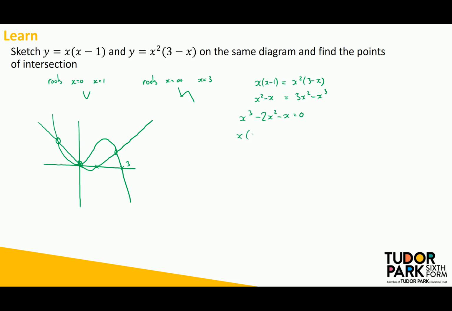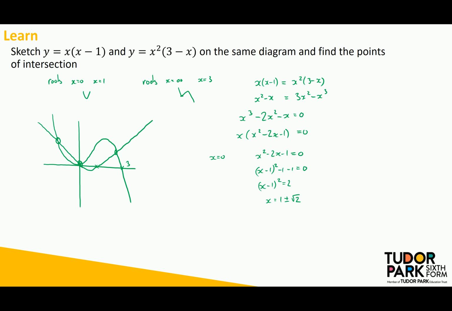Factorizing tells me that x lots of x squared minus 2x minus 1 is equal to 0. So I can find one of my solutions, which we already knew about, which was going to be the point where x is equal to 0. The other two solutions are going to come from solving x squared minus 2x minus 1 equals 0, which we can do by completing the square. So that becomes x minus 1 all squared minus 1 minus the other 1 equals 0, so x minus 1 all squared equals 2, so x is equal to 1 plus or minus the square root of 2.